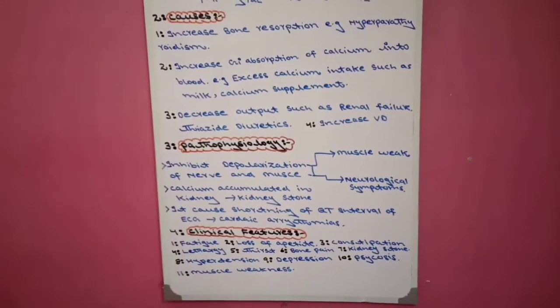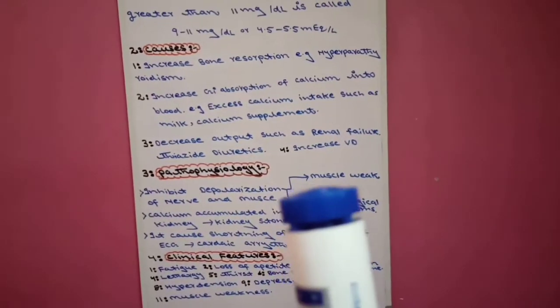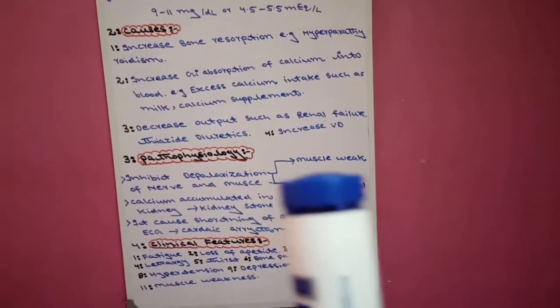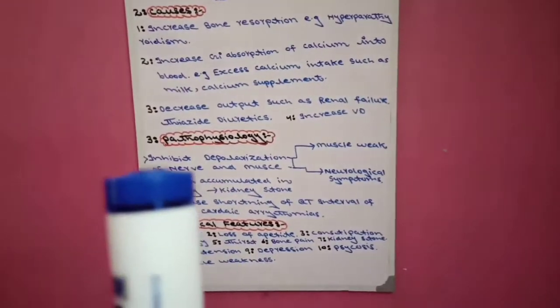Now come to the pathophysiology. In pathophysiology, we remember three things. Number one, hypercalcemia inhibits depolarization of nerve and muscle. When depolarization of muscle is inhibited, there will be muscle weakness. The muscle will be weak. Second, when depolarization of nerve is inhibited, there will be neurological symptoms such as depression and psychosis. This is the first thing.